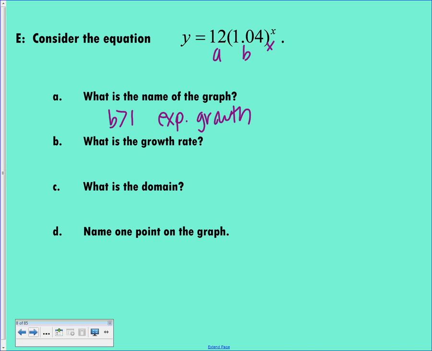Part B says, what is the growth rate? Well, I know I added the 1, so that is really a 4%. What you want to do is ignore the 1 because you added it, and then times that by 100, so take 0.04 times 100, which gives you a 4% growth rate. The domain for all of these was all reals, and 1 point on the graph. Well, I know the intercept always goes through a, so I know the 0.012 would be on my graph.